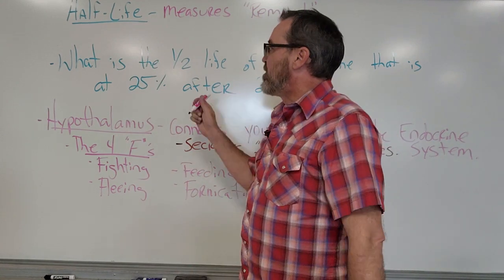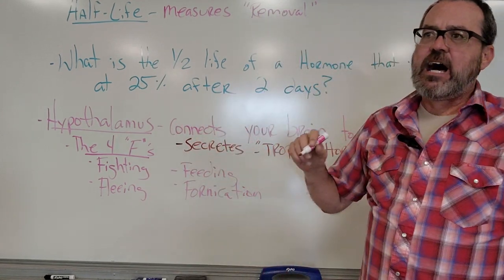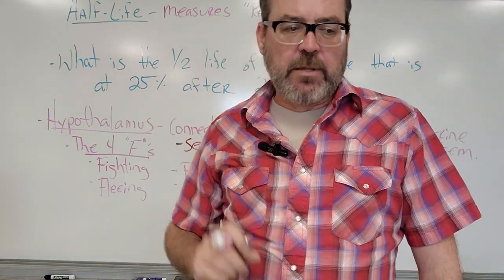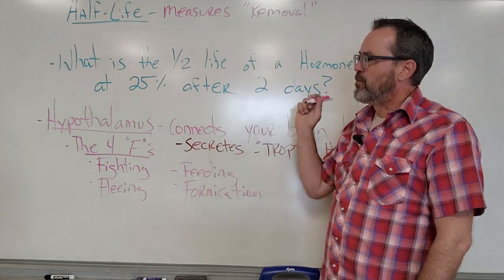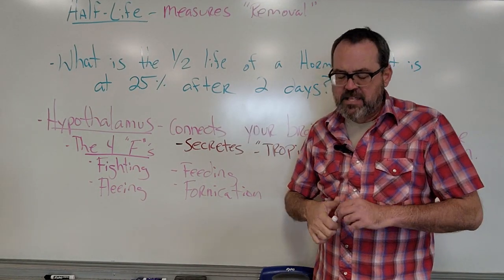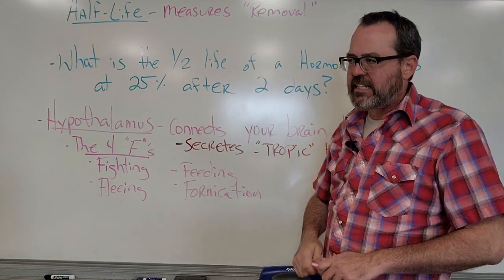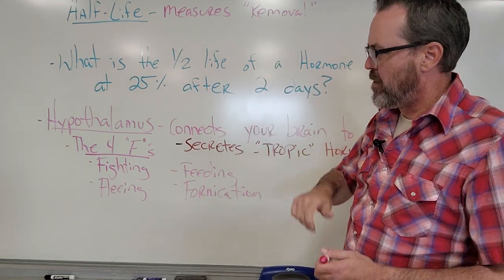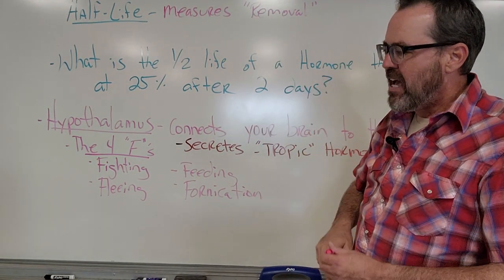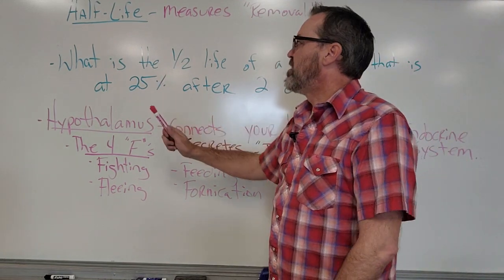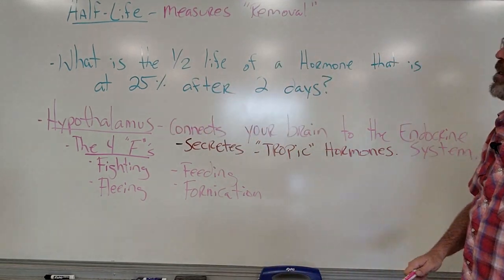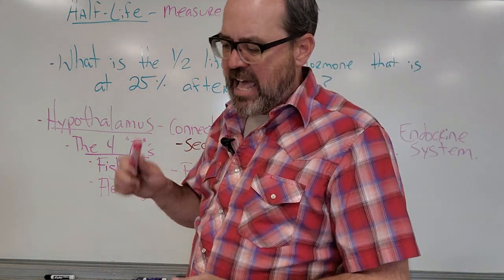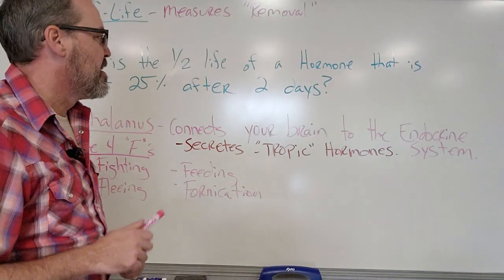So half-life is actually defined as the time it takes to remove half the hormone from the blood plasma. How long does it take to remove half the hormone from the blood plasma? That's what half-life is technically. We want to just note that it measures removal. We're getting rid of the hormone now. So if I was to ask a question, what is the half-life of a hormone that is at 25% after 2 days?